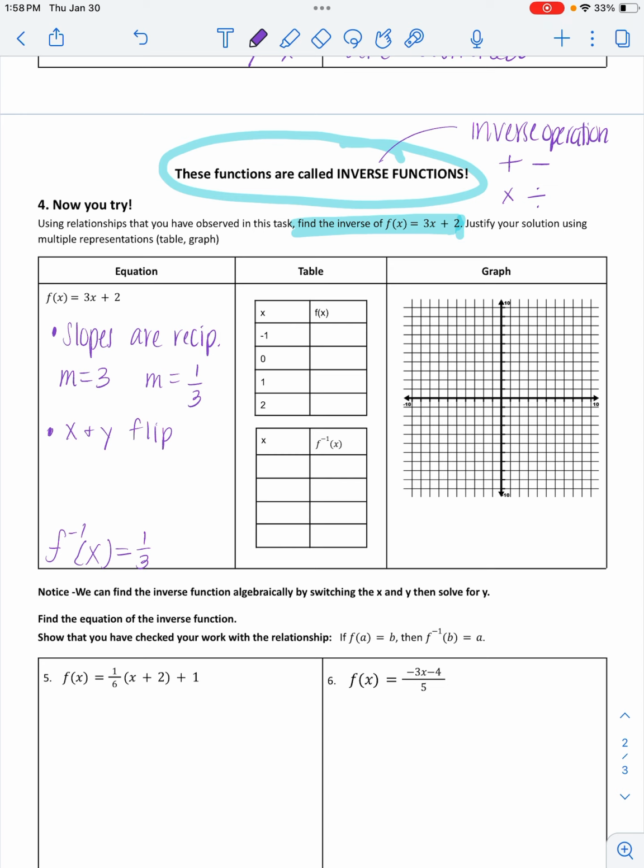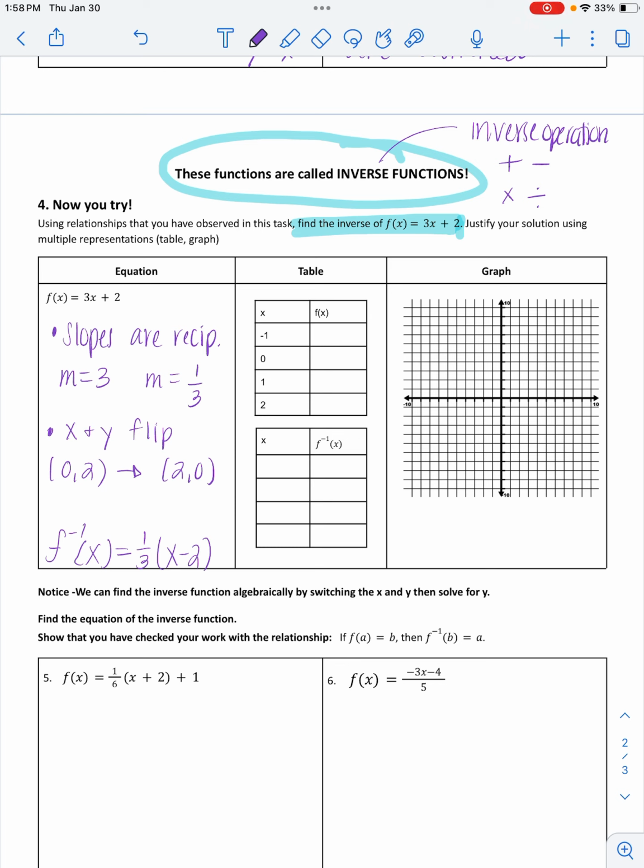So if we know that the original f of x has the point (0, 2), our new equation is going to have the point (2, 0). So this is why it was important to know how to do both slope-intercept and point-slope form. So I can use the point (2, 0) in my equation. So I would have x minus 2 in my equation, and that would be my inverse function.